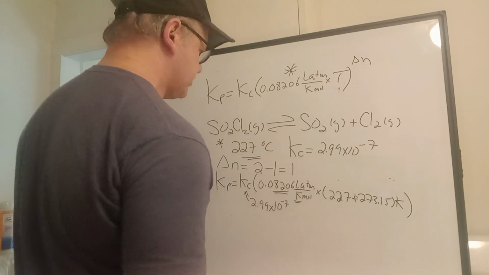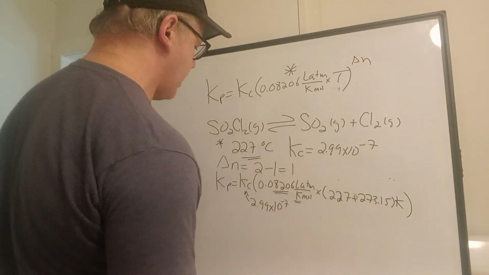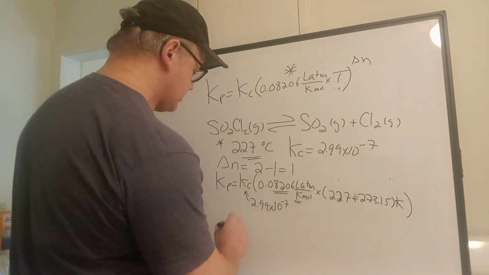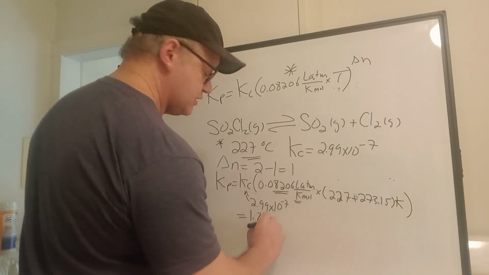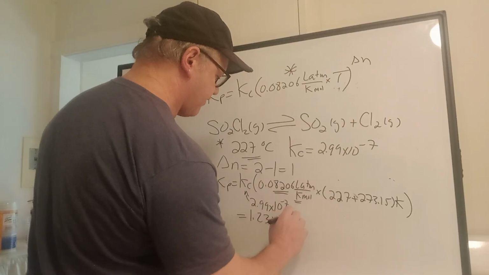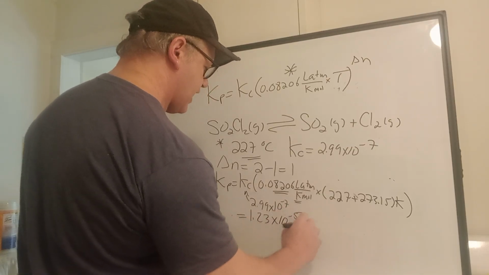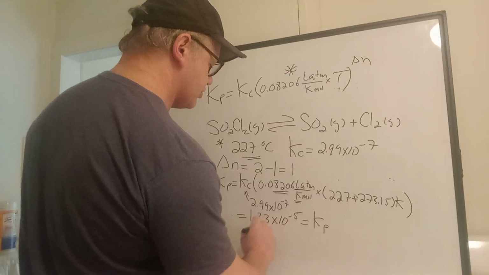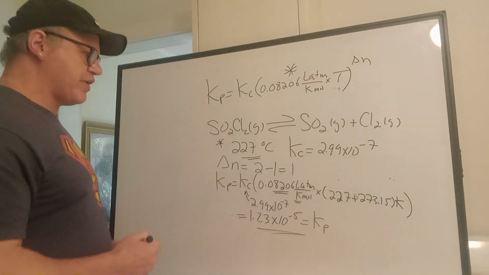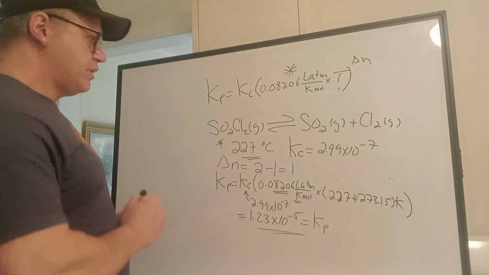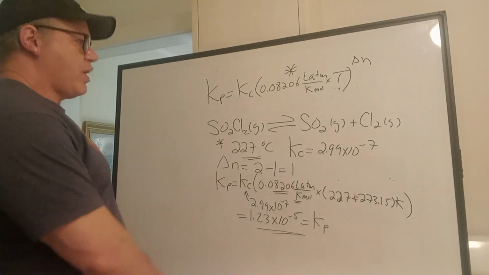Do out the math on the interior first so you don't make a mistake. And what I got for this is Kp is 1.23 times 10 to the minus 5. So that's what Kp is. Verify it for yourself. And that's a good problem. So, that's a very representative type of problem. It's just a way of interconverting.